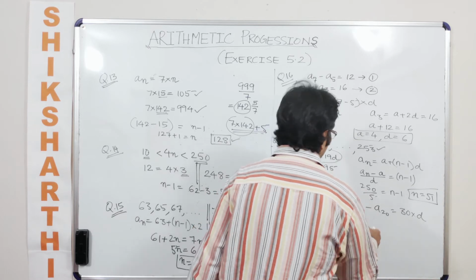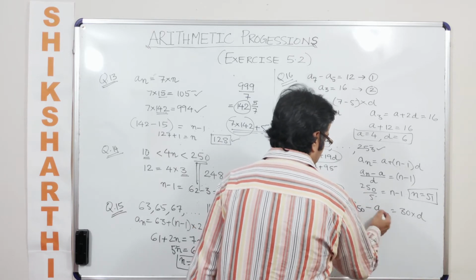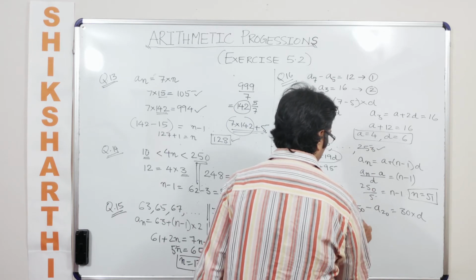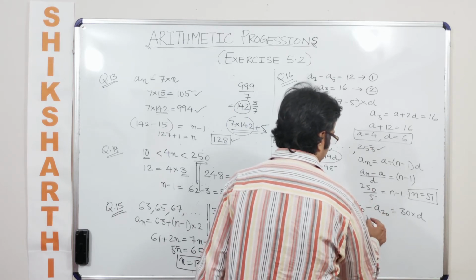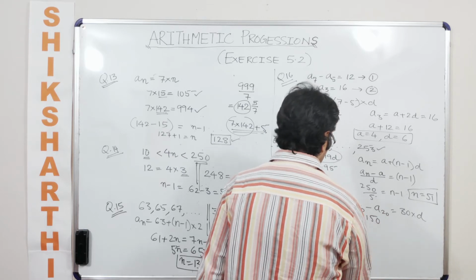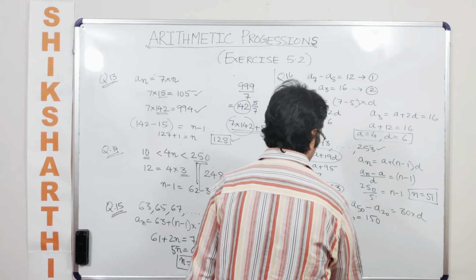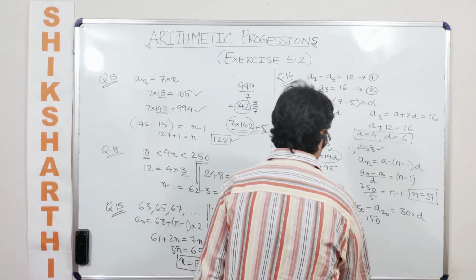From here I'll be able to say, how much is a50? 253. How much is a20? That you don't know. How much is the value of d here? 5. So this comes out to be 150. So can I say the 20th term from here should be 103?